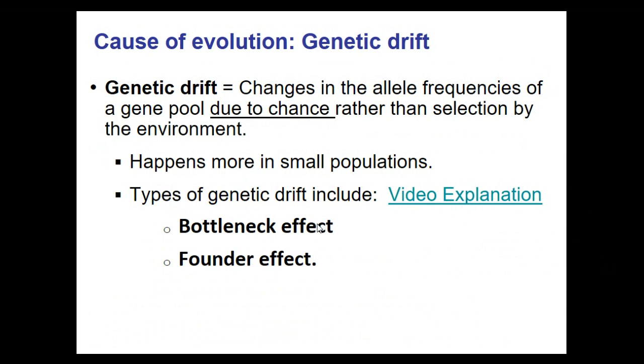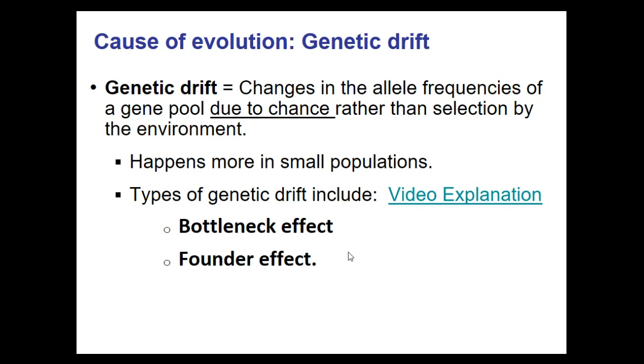The bottleneck effect is what I was describing: a bunch of them die, and just by chance the ones who die have a certain allele that now disappears. The other type is called the founder effect, which is when a small number of individuals from a large population go somewhere and start a new population.